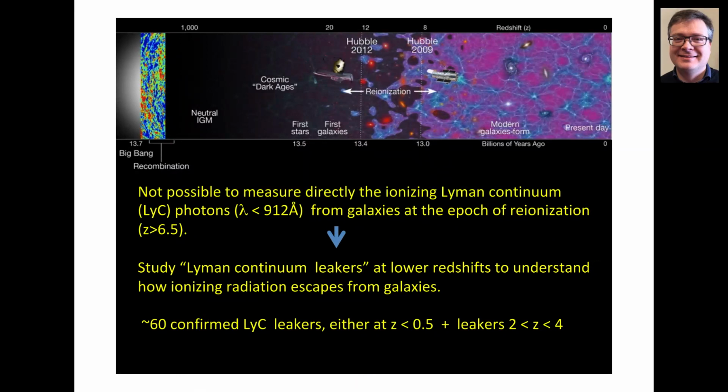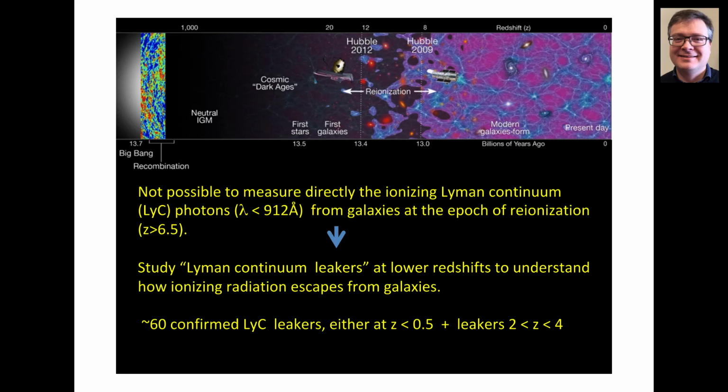So one of the interesting science goals here is to find out what kind of objects were responsible for ionizing the universe during reionization. And how did that radiation escape from galaxies? Because today, very little ionizing flux is able to emerge from galaxies. It's absorbed inside the galaxies.